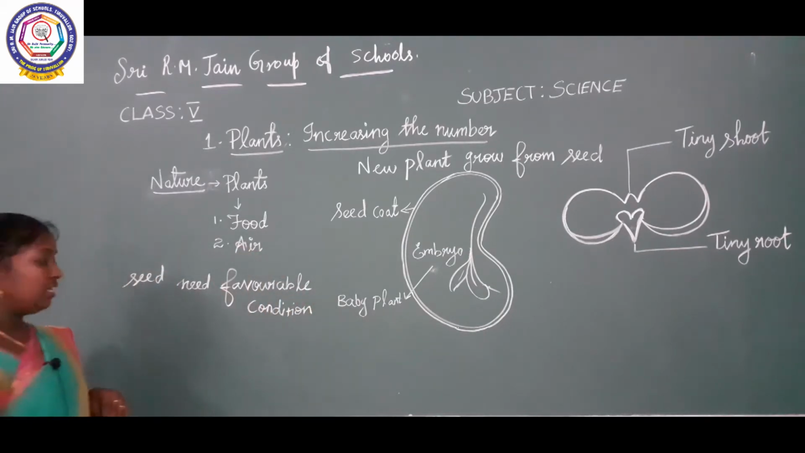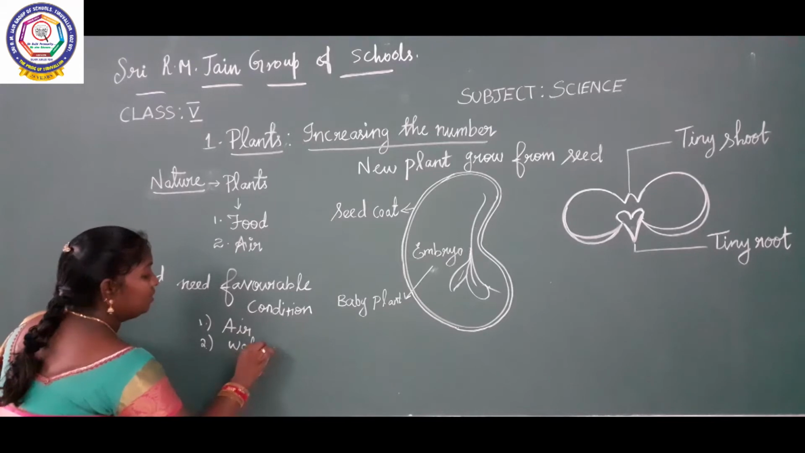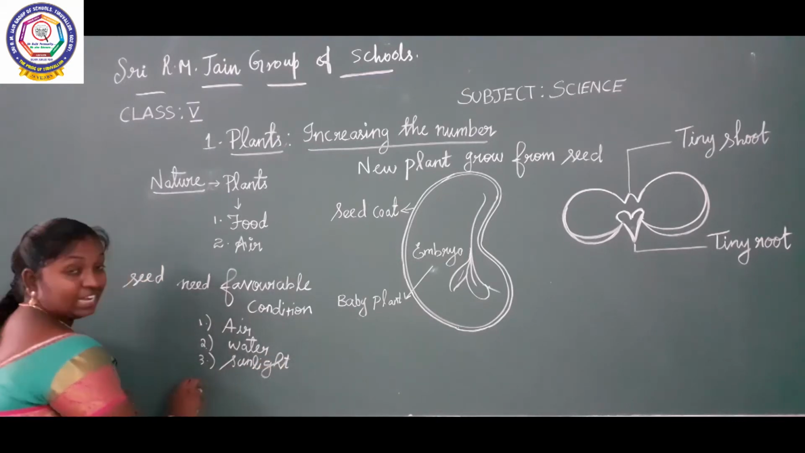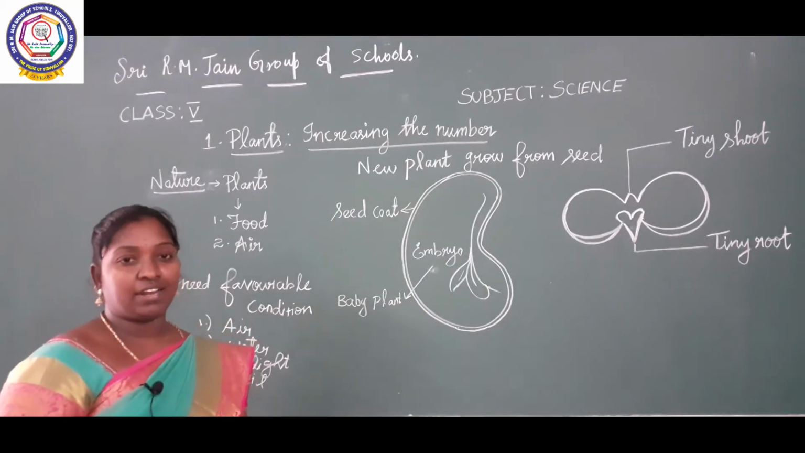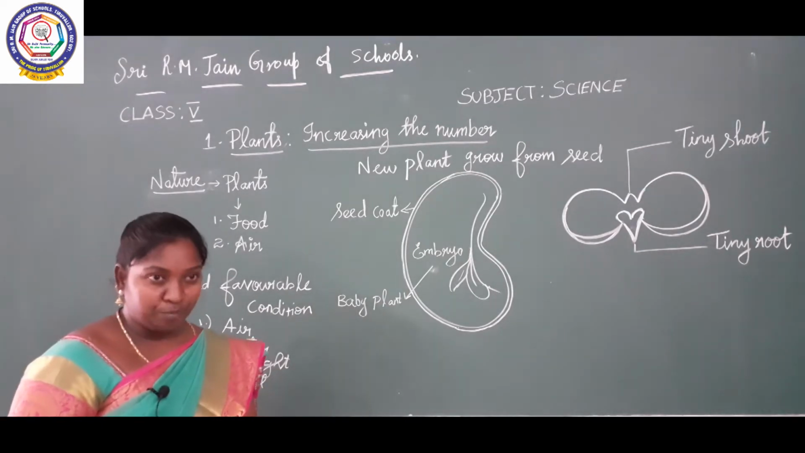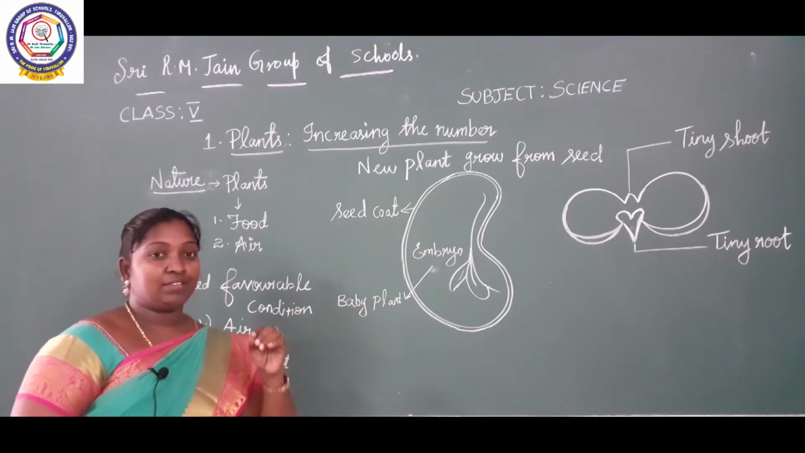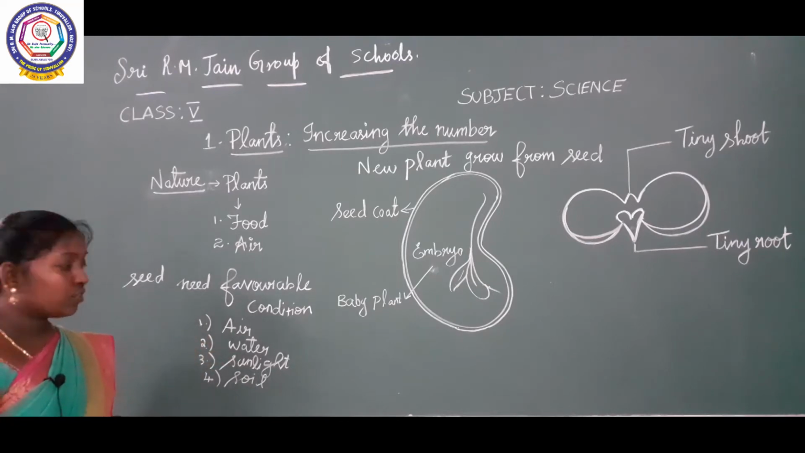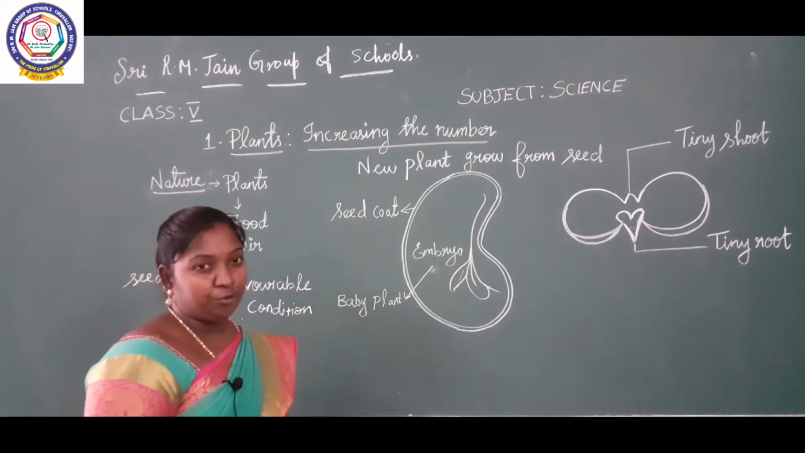What are the conditions a seed needs? One, air, water, sunlight. Along with this, it needs soil. If air, water, sunlight and soil are in proper condition, a seed will grow into a new plant. Got it, children? Let me explain one more time. How does the seed grow into a new plant? The seed which gets favorable conditions will grow into a new plant. What are the 4 conditions? Air, water, sunlight, soil.